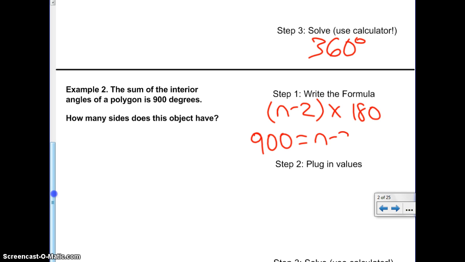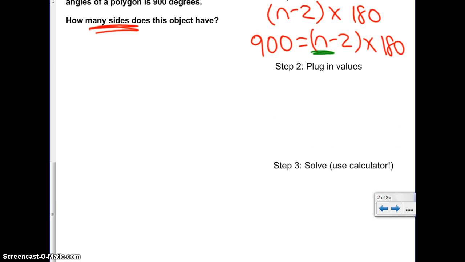So we can go ahead and plug that in, right? Because it's asking us for the number of sides, and we know that n stands for the number of sides. So that's like our variable. So now we have an algebraic equation. I'm going to rewrite it right here. We have 900 equals n minus 2 times 180.